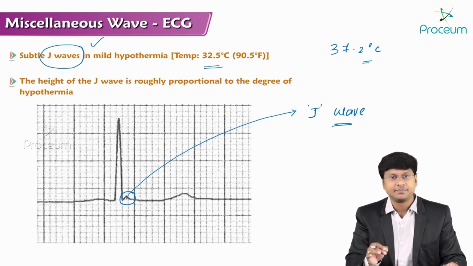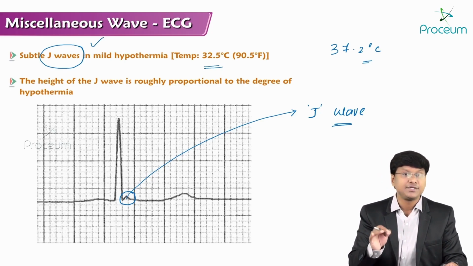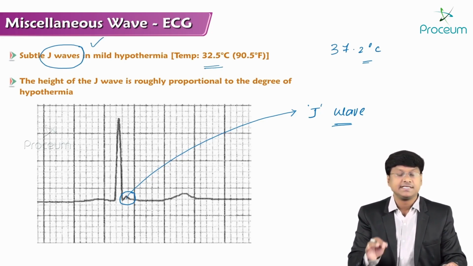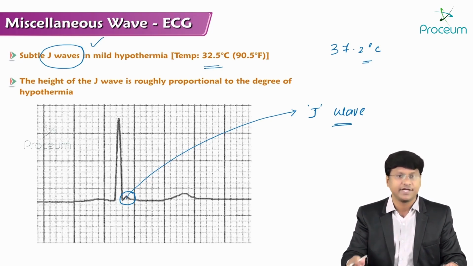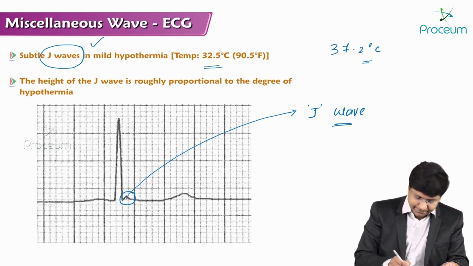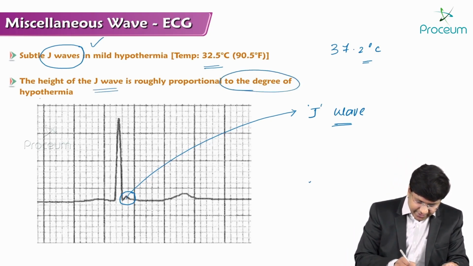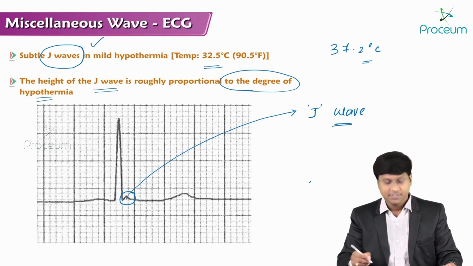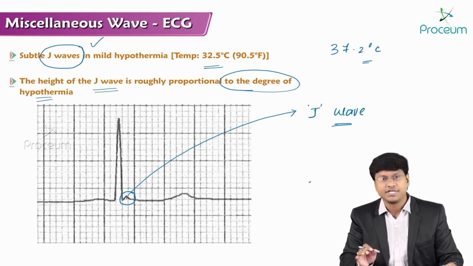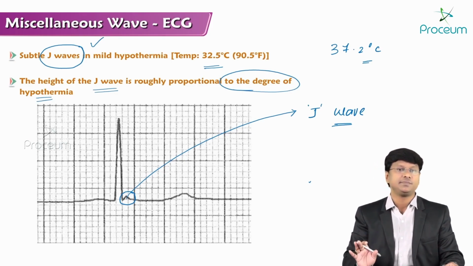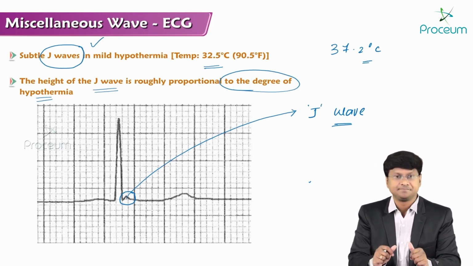And always remember, the amplitude of the J wave is roughly proportional to the degree of hypothermia. So that is your J wave. Where is it seen? It is seen in patients with hypothermia.